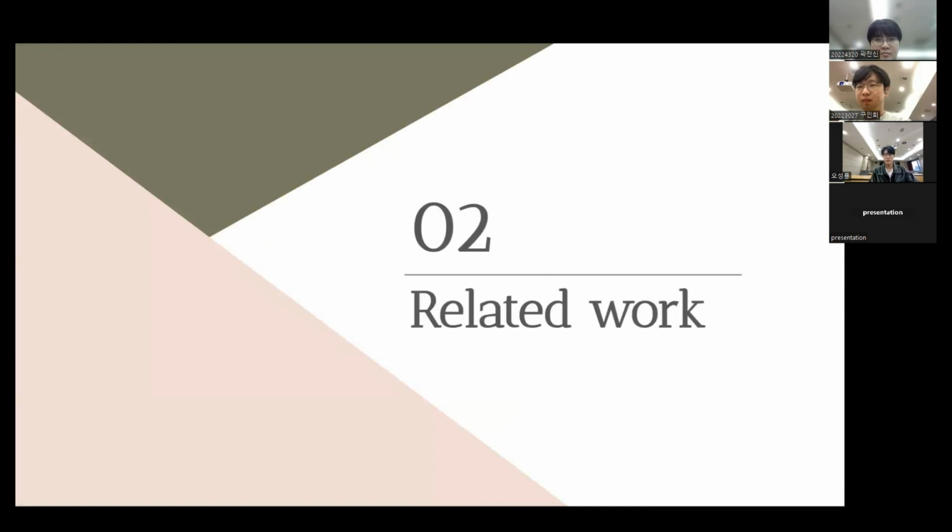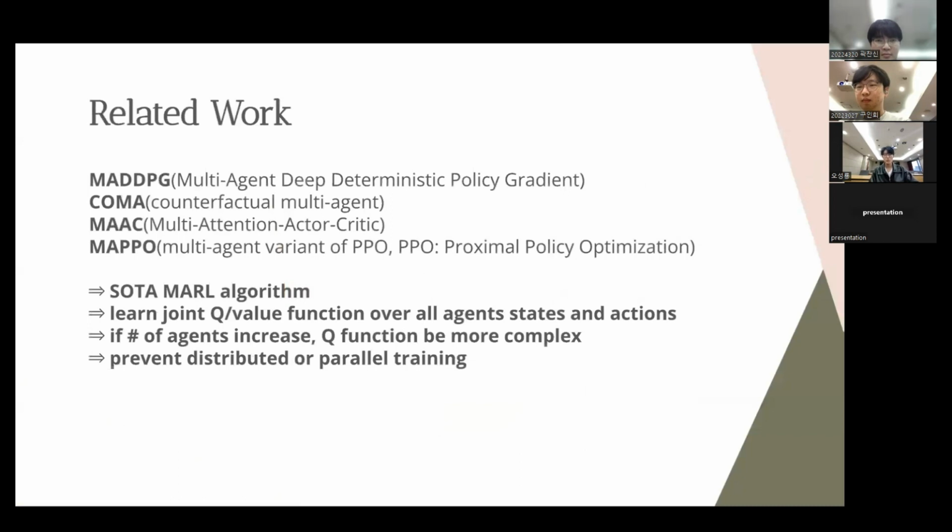Let us introduce previous approaches to solve the same problem. There are 4 SOTA MARL algorithms. Those are training with all agents. So more agents cause more computation tasks.